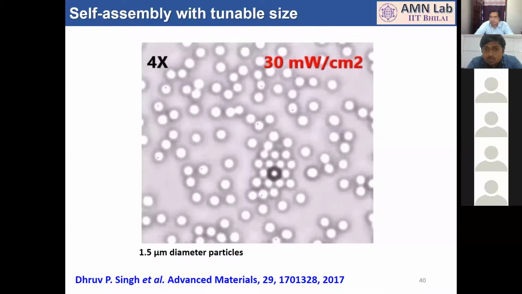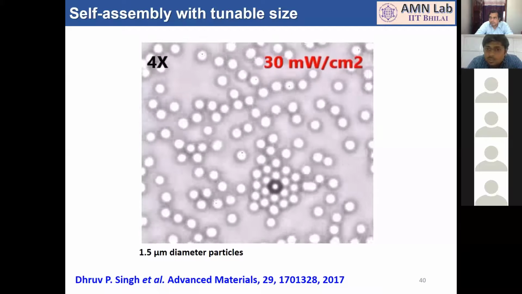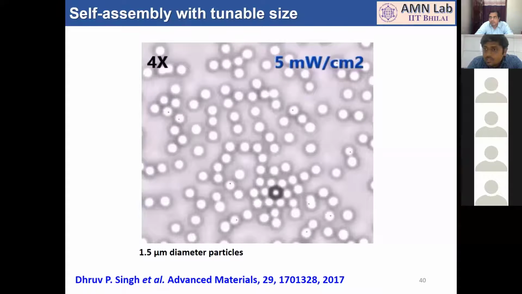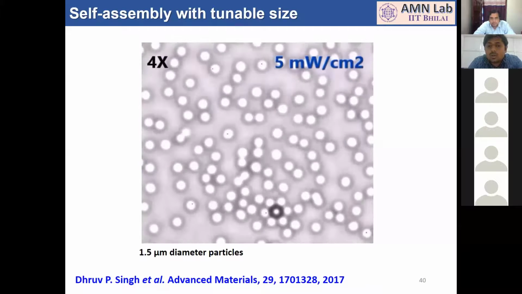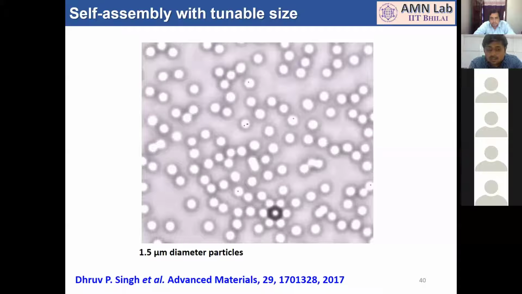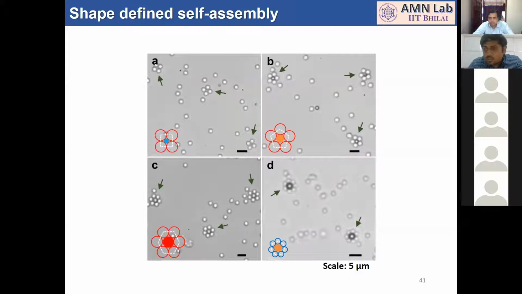So what is happening here is it's showing the possibility to reconfigure the shape of the structures dynamically, which is normally not seen or not possible in the conventional techniques or conventional systems. So this is the beauty of the nanomotor system, that you can dynamically control the structure or the shape of the structure.